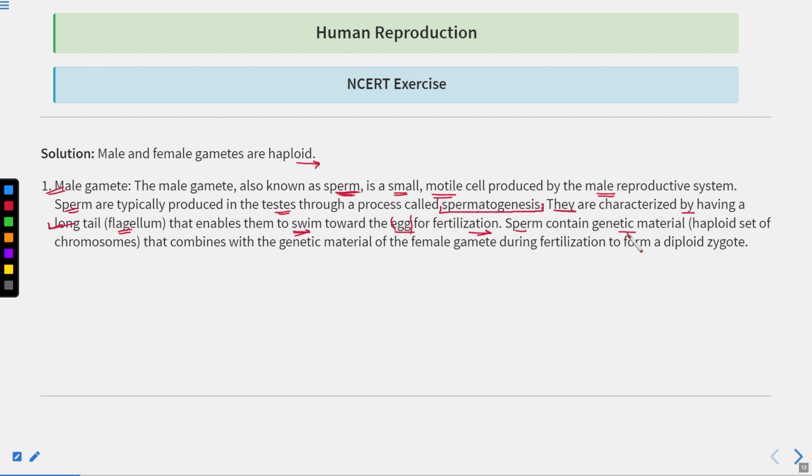Now sperm contains genetic material, meaning it contains a haploid set of chromosomes. It is haploid because it is produced through meiosis. So that combines with the genetic material of the female gamete, which is also haploid, during fertilization to form a diploid zygote. Zygote should be diploid. So what happens? One is the male gamete. It fuses with the female gamete. Then a diploid zygote is formed.